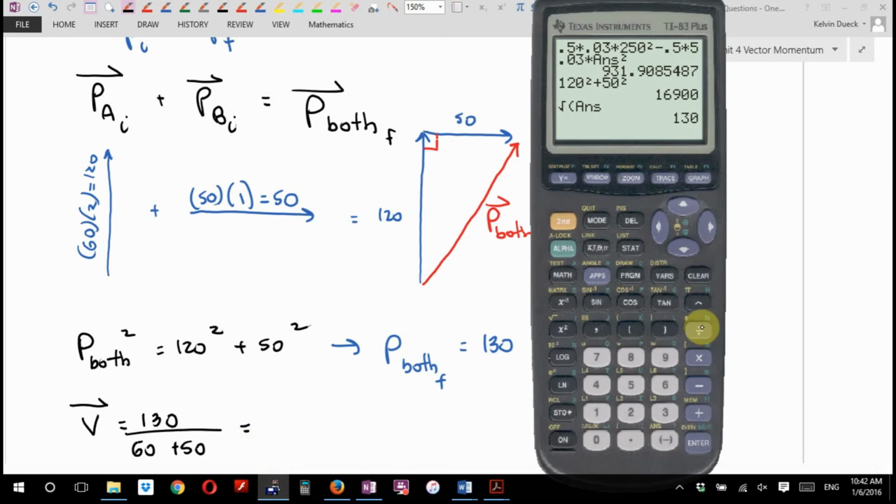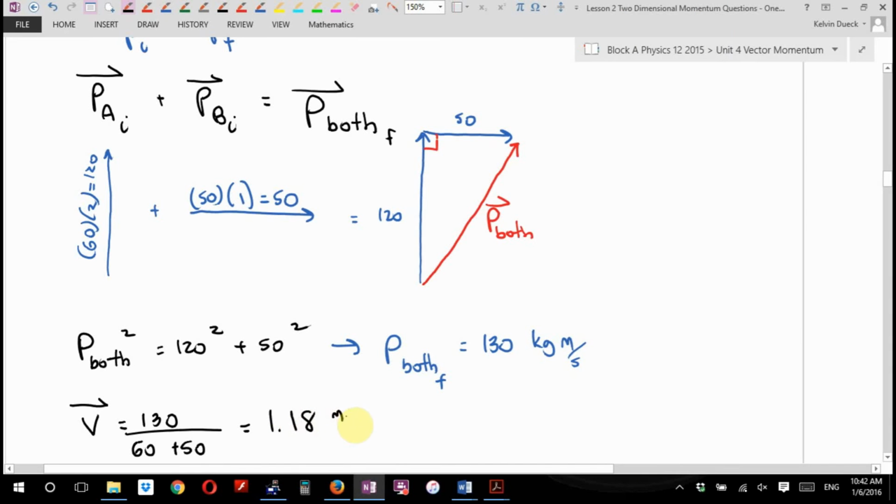It's going to be 130 divided by 110, and I get 1.18 meters per second. Except that's not the velocity. That's a speed. How do I turn a speed into a velocity? I need a direction. Oh, I got a triangle up there. You know what? I think what I really want is that one there. By the way, that angle there, north of south, east of west, what of what? East of north.